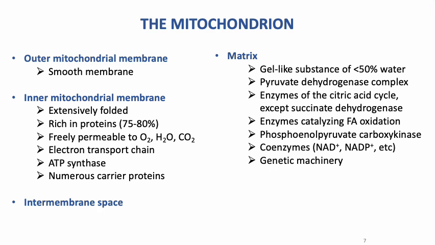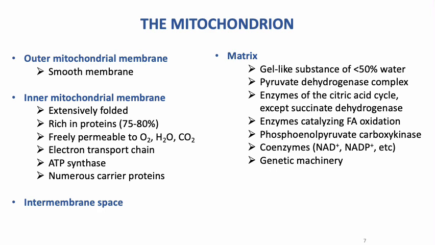While the inner mitochondrial membrane is a semi-permeable, highly selective membrane. It's excessively folded, forming the cristae. It contains like 75 to 80% proteins. It's very permeable to oxygen, water, carbon dioxide. It contains the components of the electron transport chain as well as ATP synthase and many carrier proteins. The intermembrane space is usually a continuation of the cytosol because, as I said, the outer membrane is permeable to many substances, so they can cross easily from the cytosol to the intermembrane space.